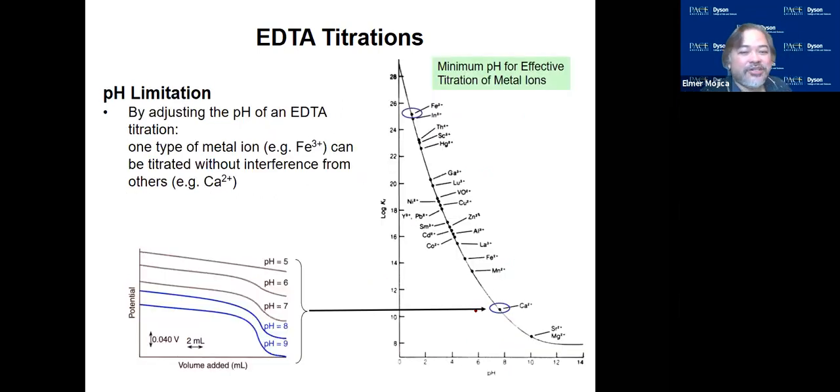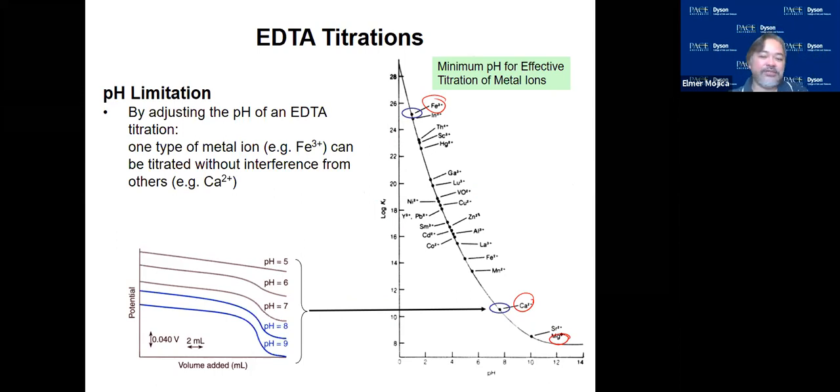And if you look at the pH limitation by adjusting the pH of an EDTA titration, you can use it for a particular metal. So look at the lower pH. Which one is effective? The Fe3+. But look at the higher pH, the one that we use. So we have Ca2+ and then magnesium 2+.